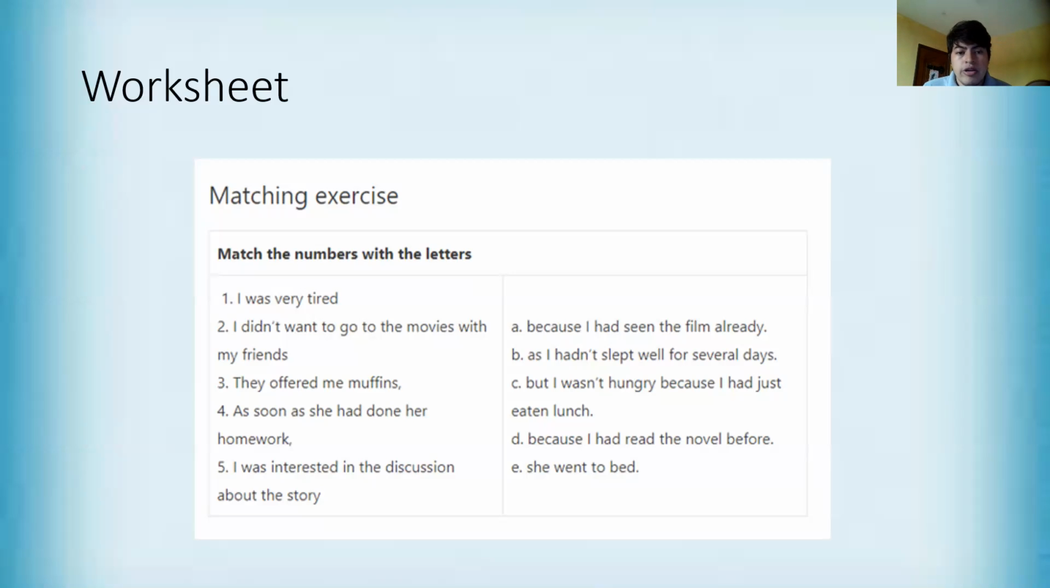Okay, now we are going to review. The first one: I was very tired. What letter is it? B, right? As I hadn't slept well for several days. Number 2: I didn't want to go to the movies with my friends. With what letter? With A, right? Because I had seen the film already.